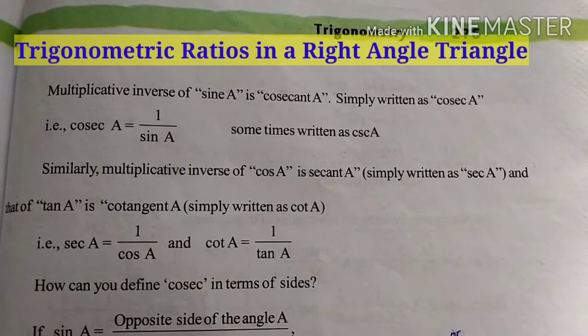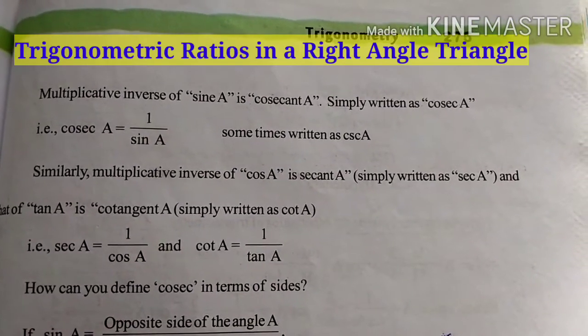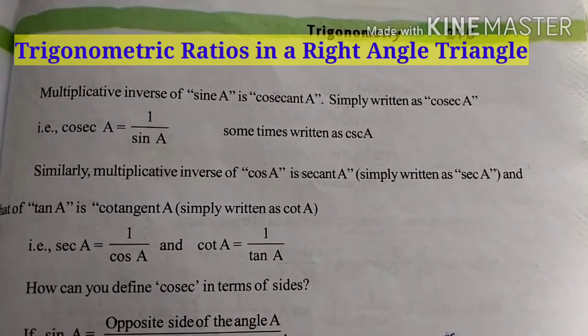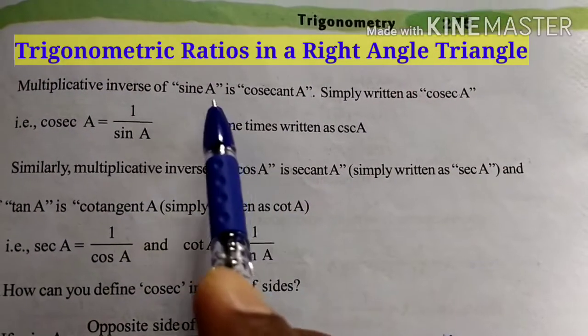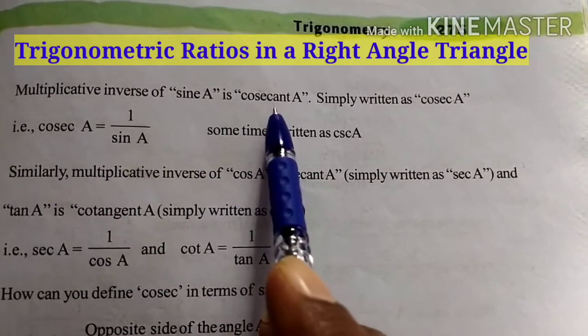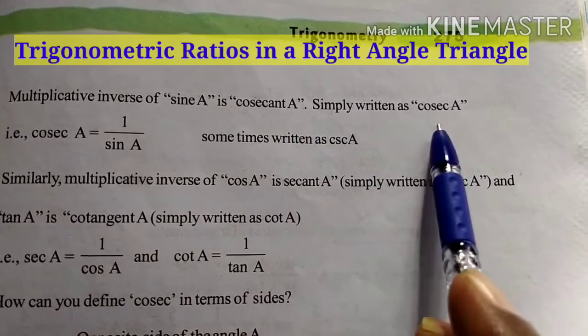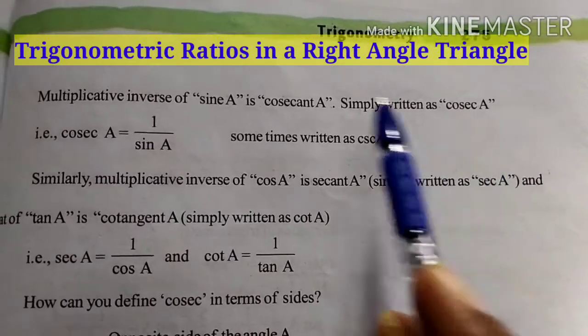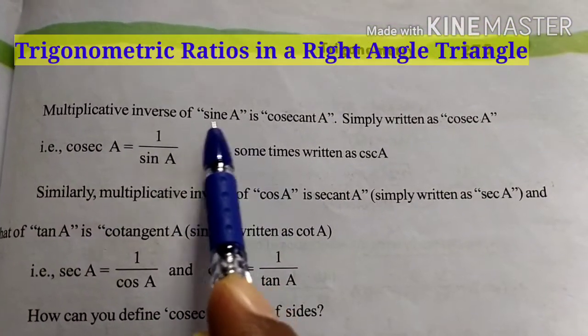Already we know the multiplicative inverse. Do you know what the multiplicative inverse of 4 is? 1 by 4. What is the multiplicative inverse of 5? 1 by 5. In a similar way, the multiplicative inverse of sin A is cosecant A. We can simply call it cosec A. You know that the multiplicative inverse of sin A is 1 by sin A.